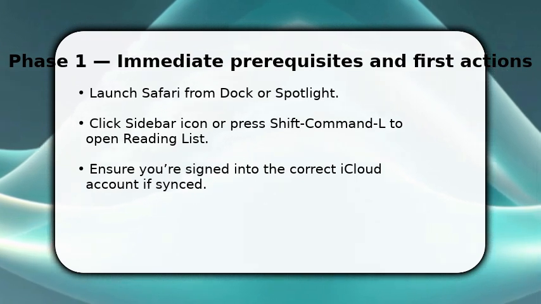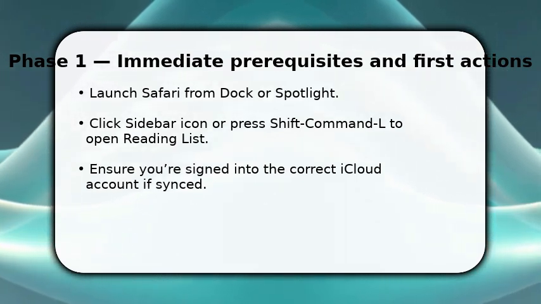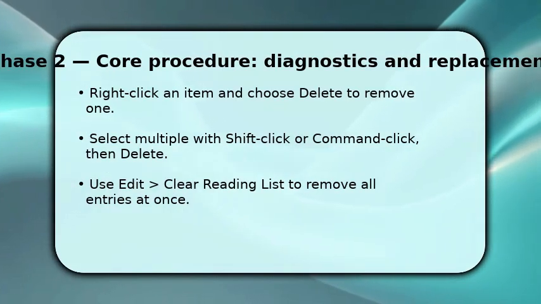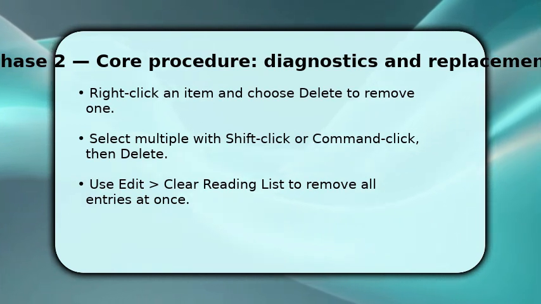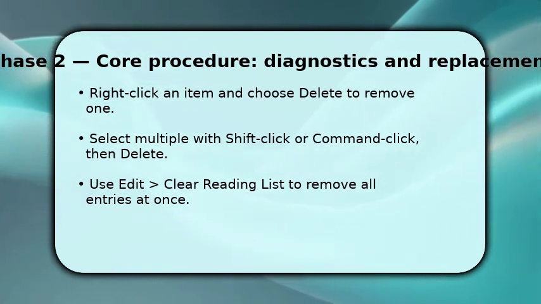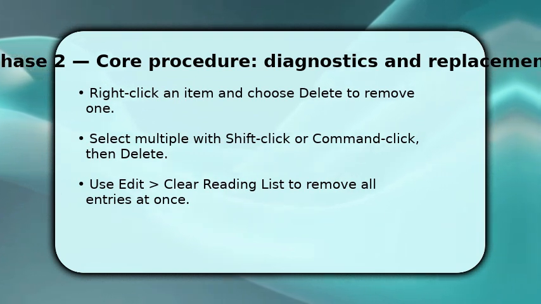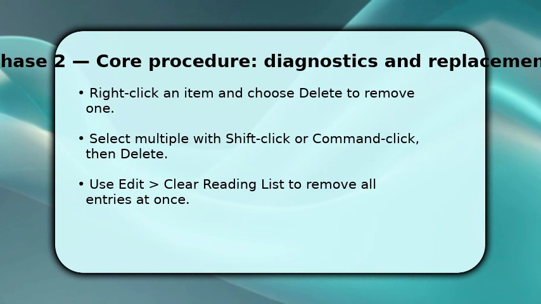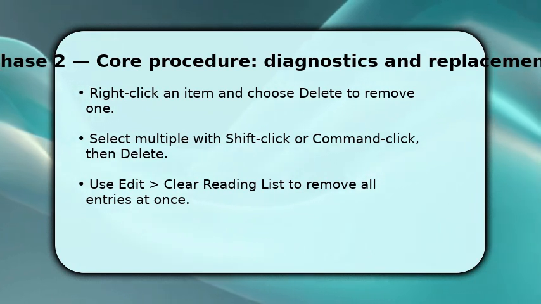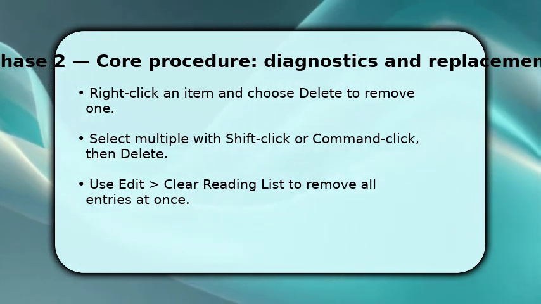You can delete one item by right-clicking it and selecting Delete, which removes it from the list immediately. If you need to remove several, hold Shift to select a contiguous range or Command to pick non-contiguous items, then press Delete or choose Remove. For a full wipe, use the Safari menu, Edit, then Clear Reading List.